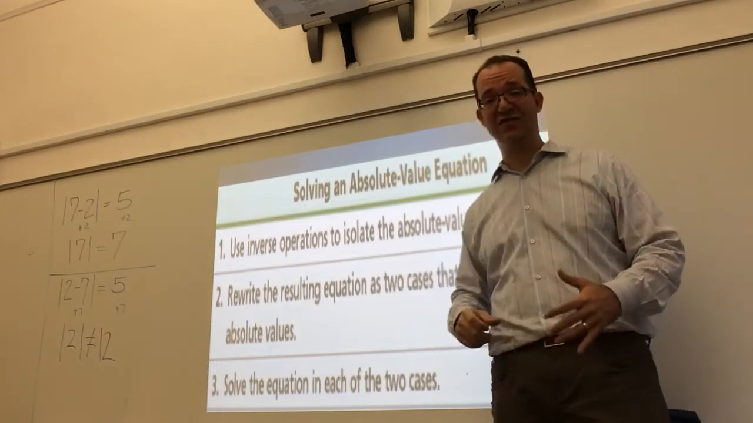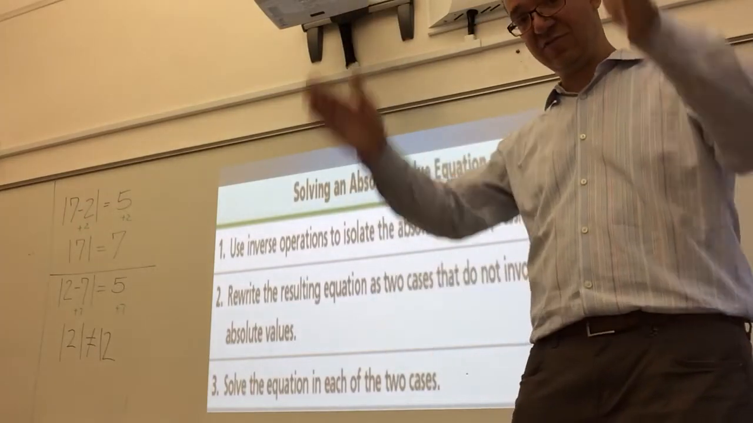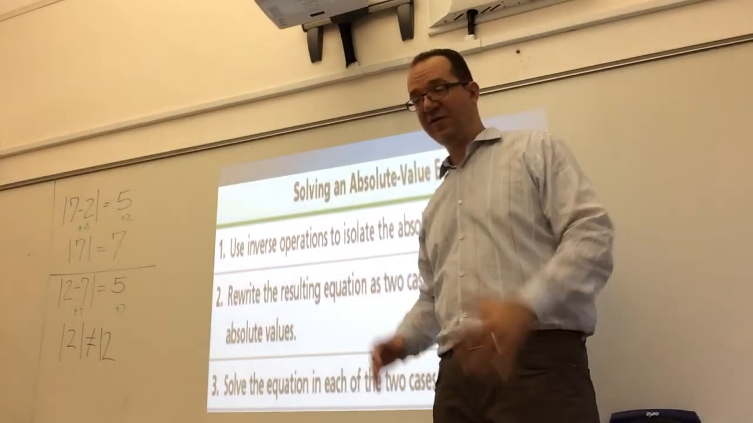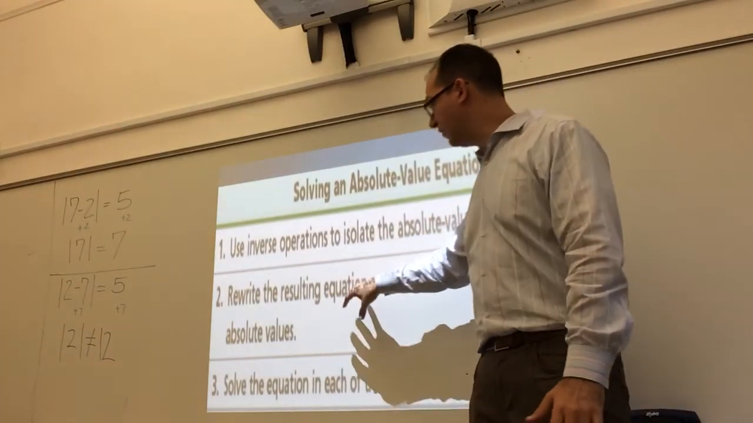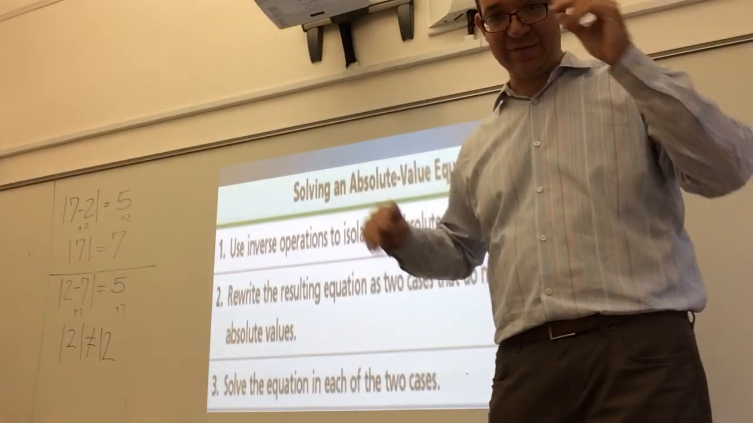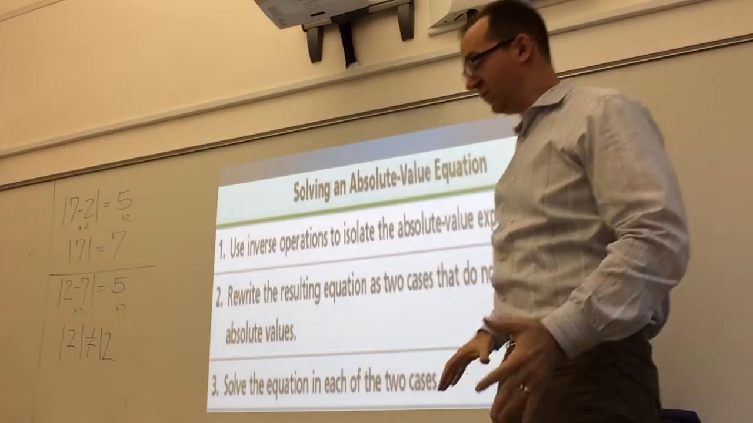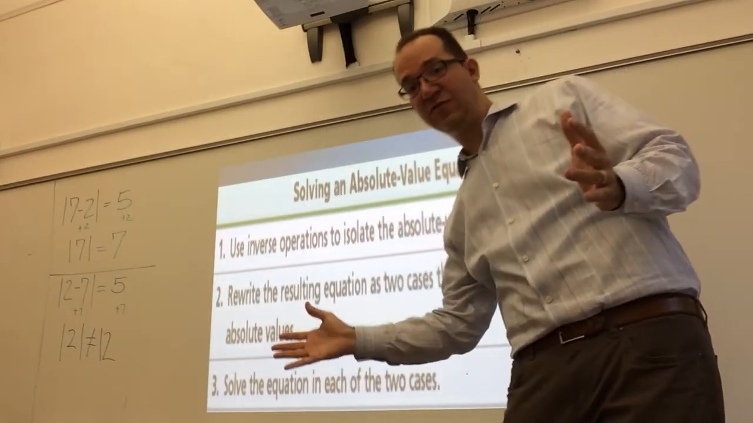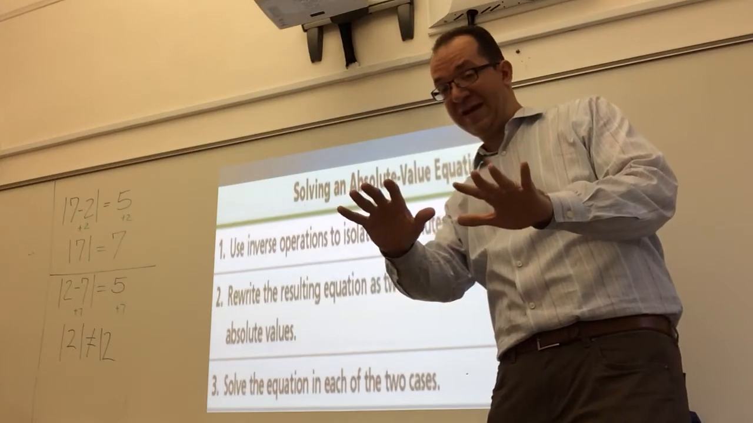The first is using inverse operations to isolate the absolute value expression, meaning to isolate the term within those absolute value symbols. We usually isolate for just the variable. In problems like this, we have to isolate the absolute value expression first. Then you rewrite the resulting equation as two cases that do not involve absolute value. So you'll remove the absolute value bars, but then you have to have two equations. One where the term within the absolute value bars is positive, and one where the term inside the bars is negative. There'll be an example, so don't worry.